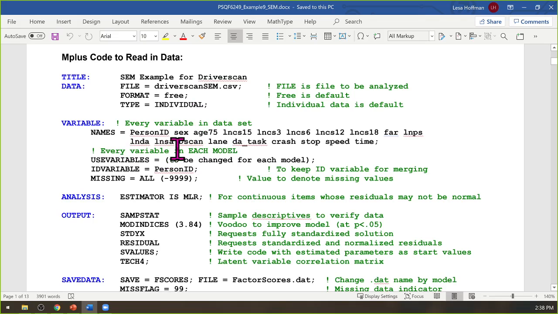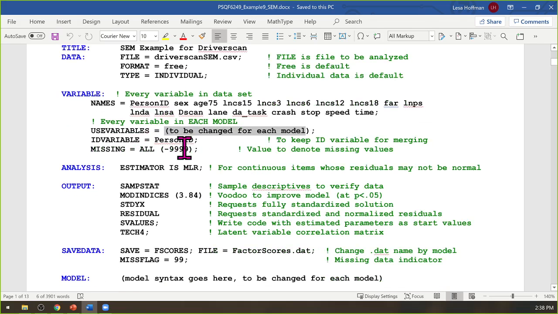So I am treating all of the variables as if they were normally distributed. I am going to use robust maximum likelihood to provide some degree of protection against non-normality in terms of the standard errors and the fit statistics. So I have a bunch of variables in my data set. I am going to show you a series of models, measurement models first and then a structural model. So the use variables section would be updated for each of the subsequent models that I'm going to show you.